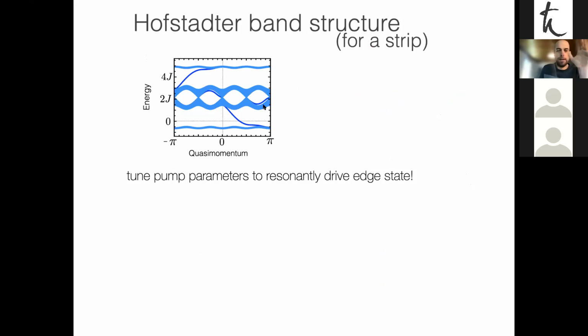Okay, so without the parametric term, the band structure looks as follows. You have rather flat bands, and you have edge states connecting subsequent bands because they are topological bands. And then the idea is very simple. We just want to tune the pump parameters such that we resonantly drive our edge state.